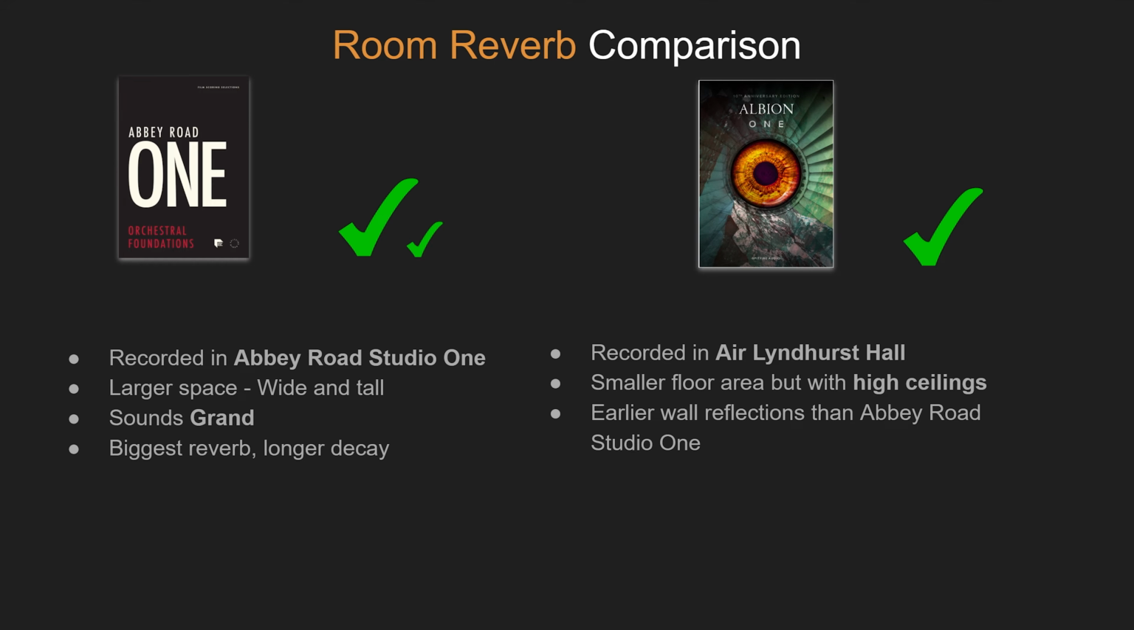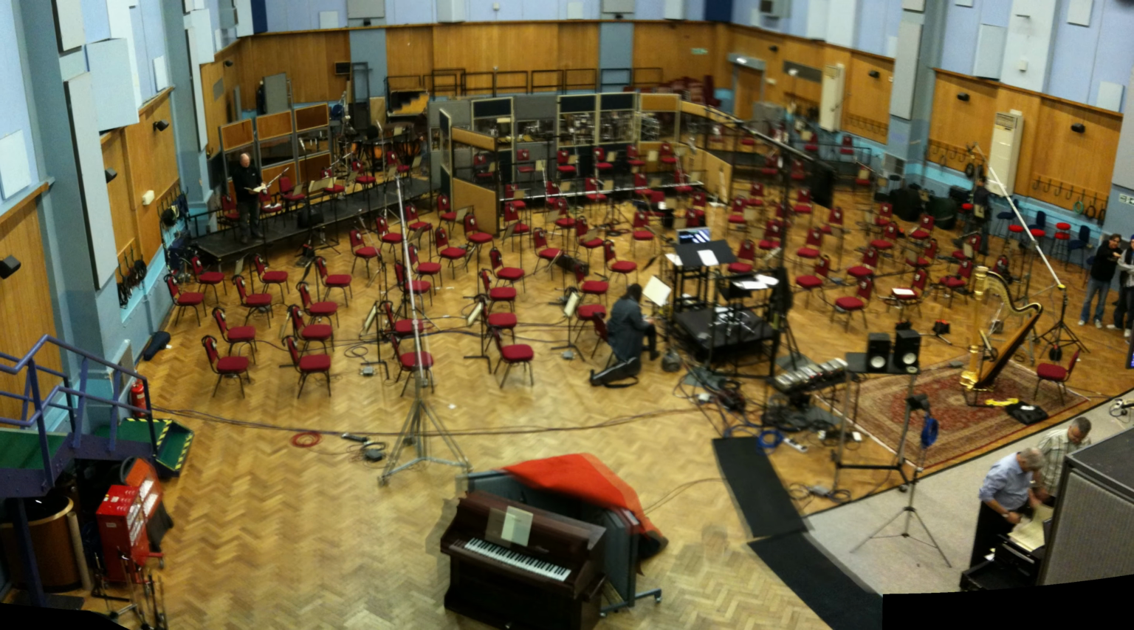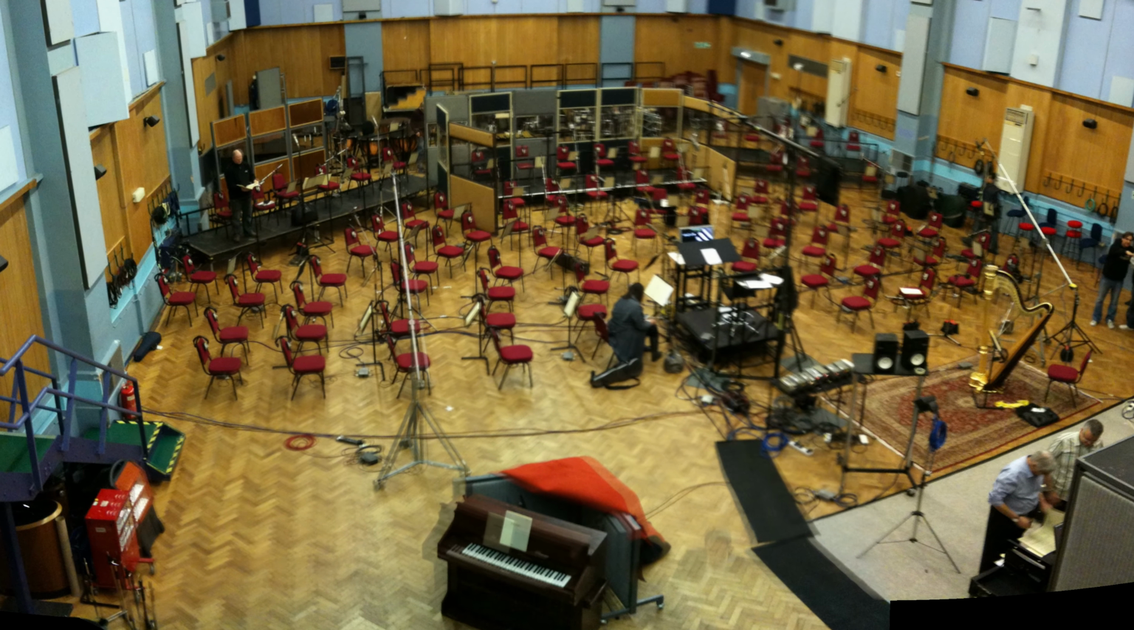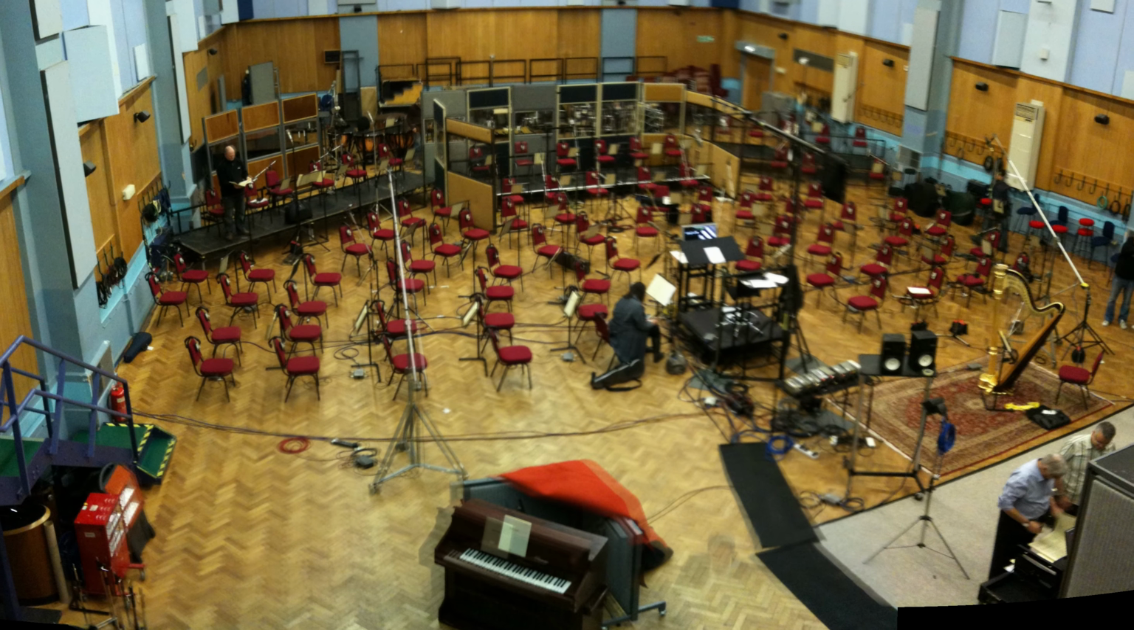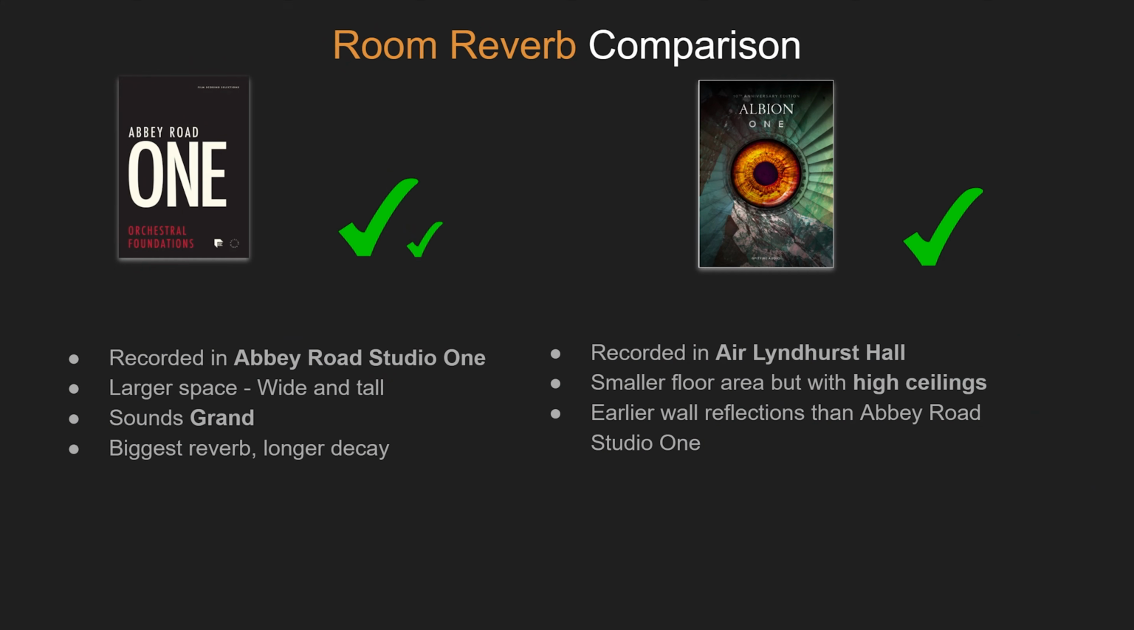Room reverb comparison. I think this is probably one of the biggest selling points of Abbey Road One. Obviously, with a name like Abbey Road One, it's really selling the fact that it's recorded at Abbey Road Studio One. It's a larger space, wide and tall, almost 5,500 square feet, and it does very much sound grand, and it is definitely the biggest reverb and longer decay of the two. So the tails are just wonderful.